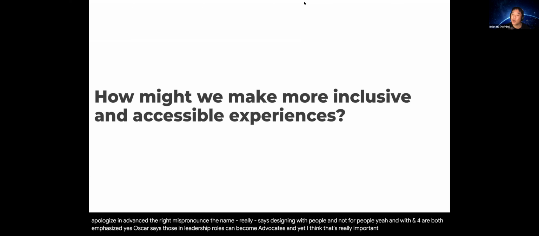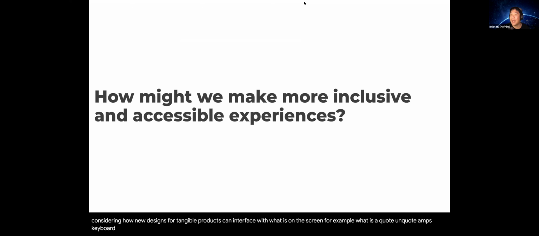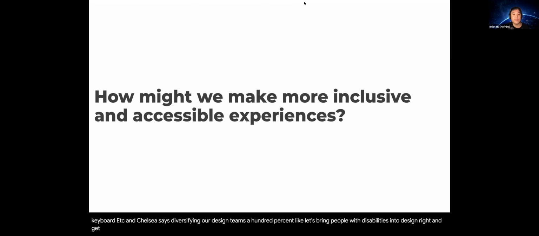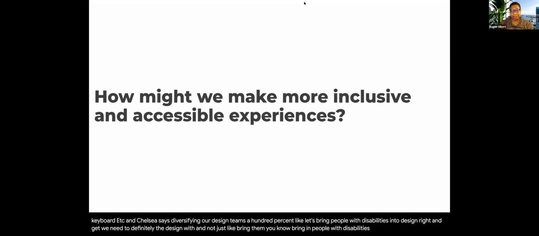Lizzie says, I think a next step could also be considering how new designs for tangible products can interface with what is on the screen. For example, what is a quote unquote mouse, keyboard, etc. And Chelsea says, diversifying our design teams. 100%. Let's bring people with disabilities into design, right? We need to design with them, and not just bring in people with disabilities at the end to test something.